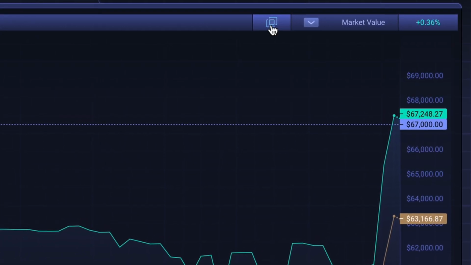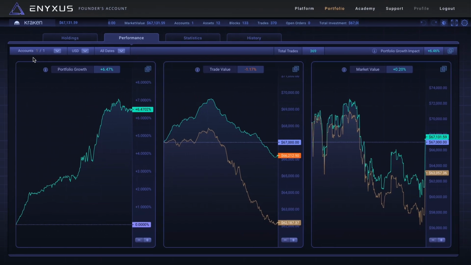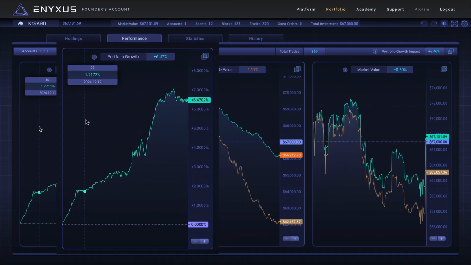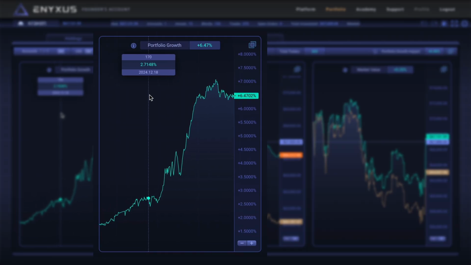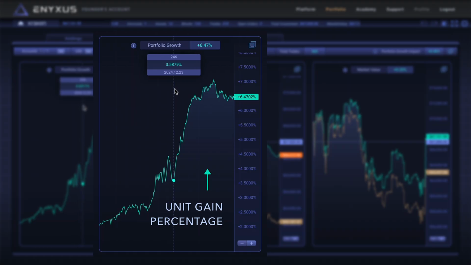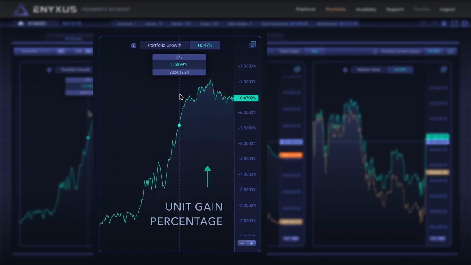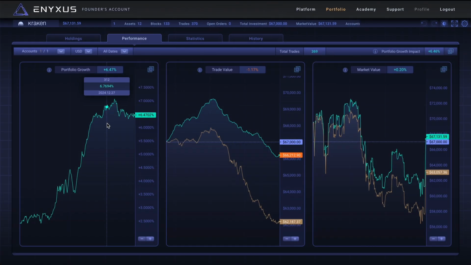Let's click here to return to the account performance overview where we can view the portfolio growth graph. This graph shows the aggregated percentage increase in quantity of each asset that we hold. As we accumulate more units of each asset, the line dynamically updates, adding new ticks to the graph with each trade we execute. Now let's examine the trade value graph.